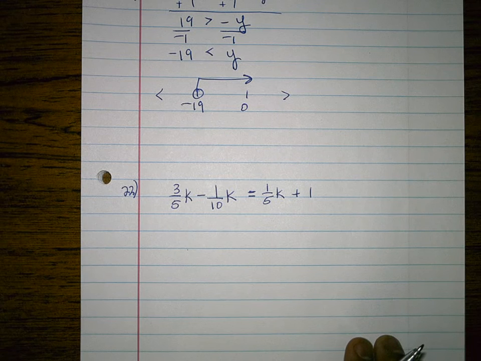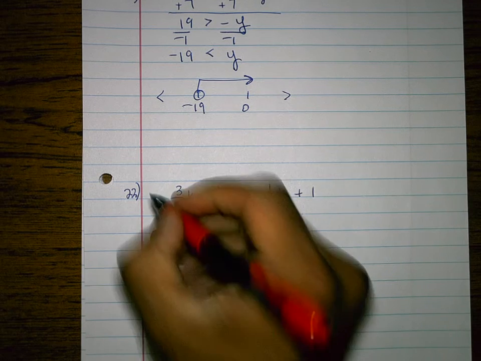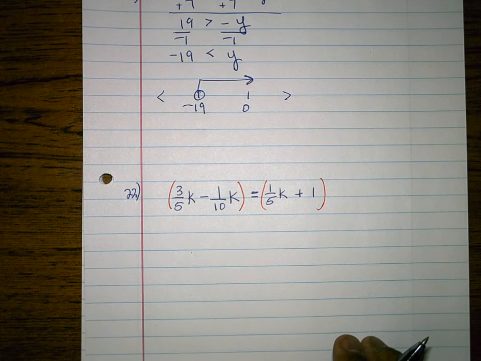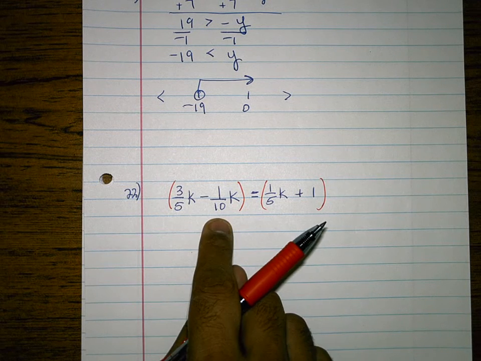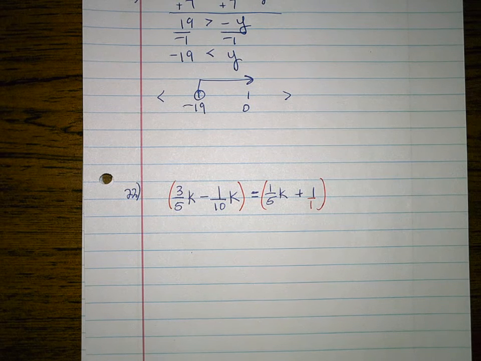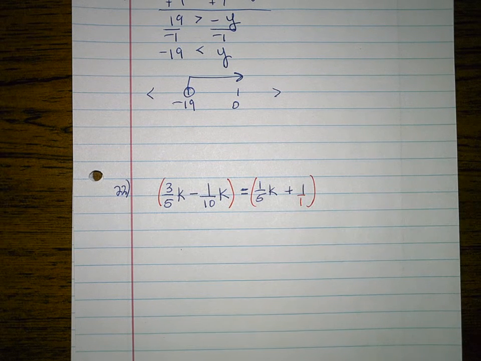Number 22, I got to clear the fraction. First thing I'm going to do is look for the least common denominator. So my denominators are 5, 10, and 5. This one's over 1. These are least common denominators, like least common multiples, so they get bigger. It's kind of a weird idea.